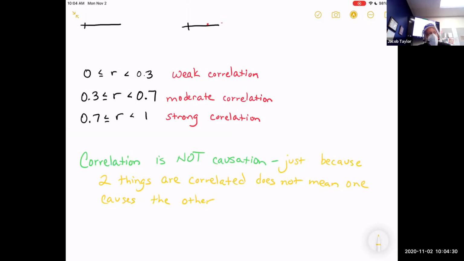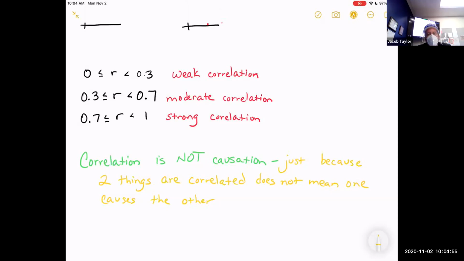I've also noticed a correlation between the number of pirates and the average global temperature. Seems like the fewer pirates we have, the hotter the planet becomes. Average global temperature increases as pirate population decreases. I think if we brought the pirates back, we could stop this whole global warming thing right now.